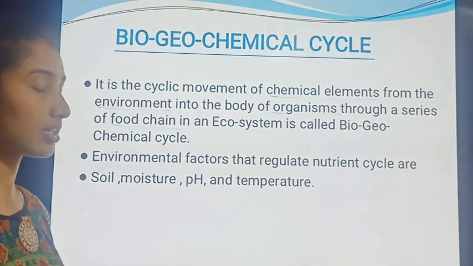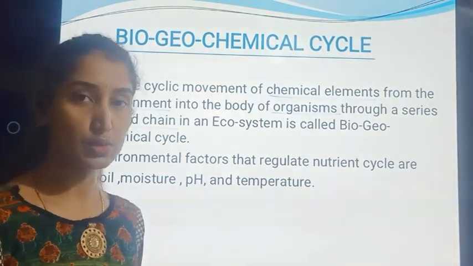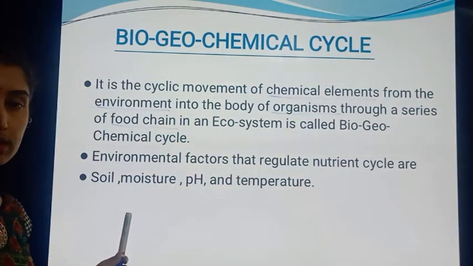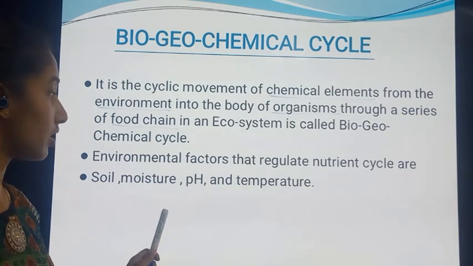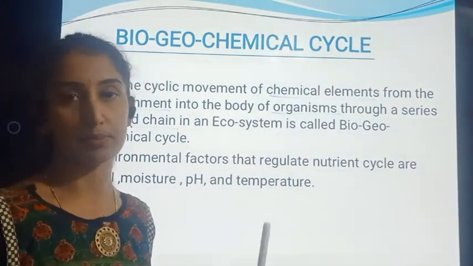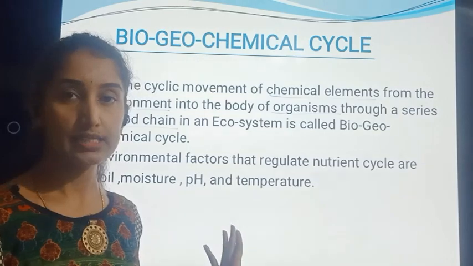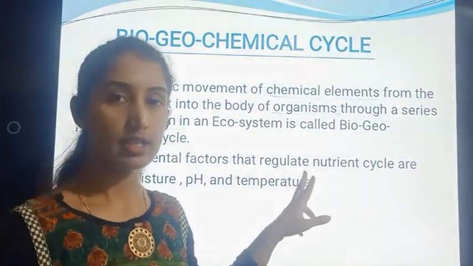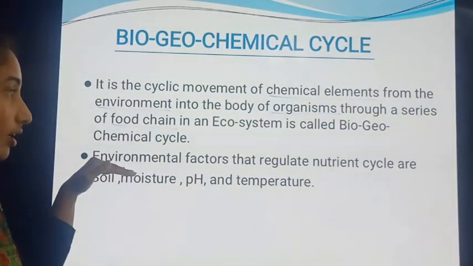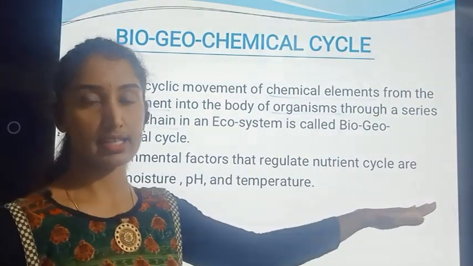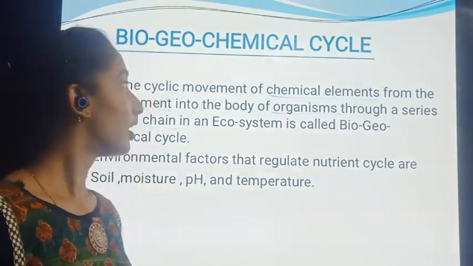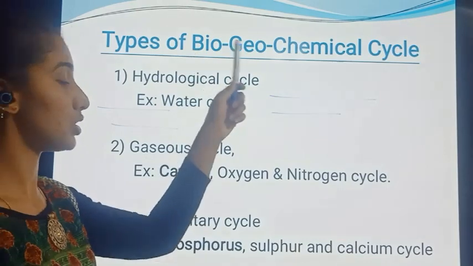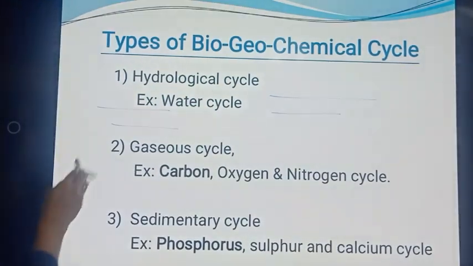Environmental factors that regulate the nutrient cycle are soil, moisture condition, pH and temperature. These are the factors which regulate the nutrient cycle in the ecosystem. We shall see one by one the types of biogeochemical cycle.